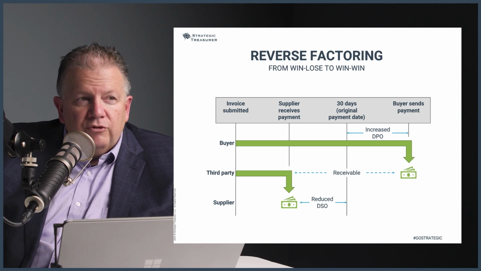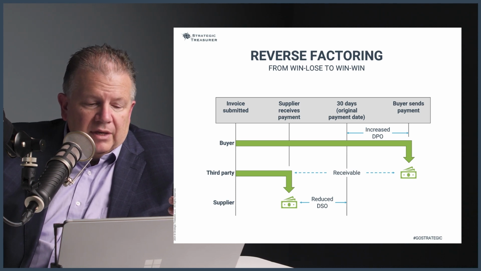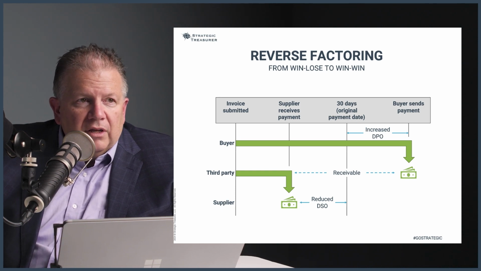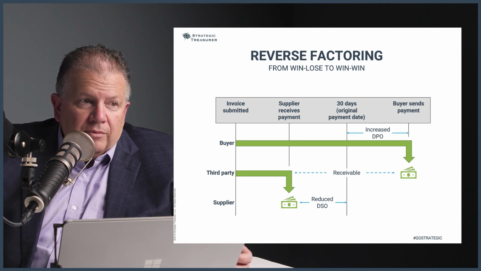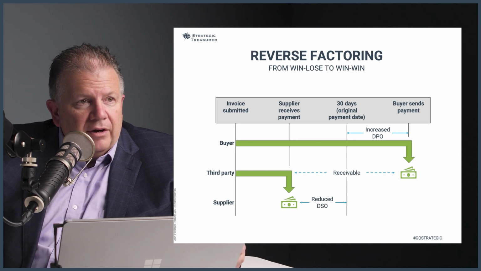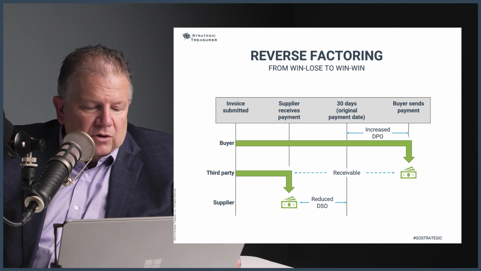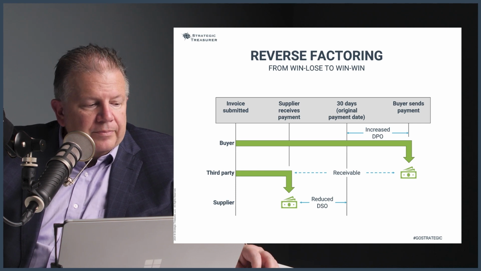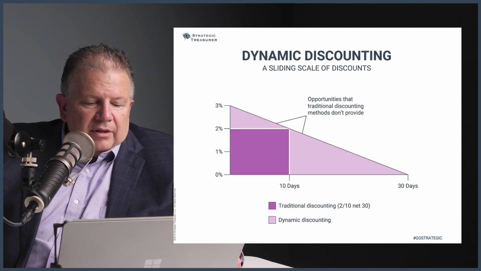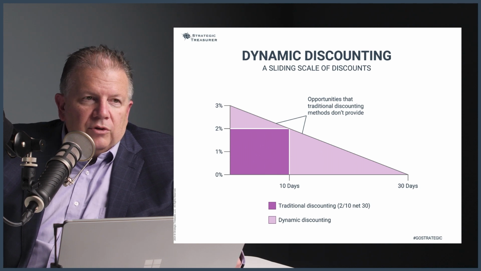So factoring is really driven by the seller, and I sold it and I have control of it, and I want to sell my receivable and get cash for it. Reverse factoring is not driven by the seller, but by the buyer. So as a buyer, I fit into the equation a little bit differently, as you can see on the screen, as we just described. All right, excellent. So now we go to dynamic discounting.